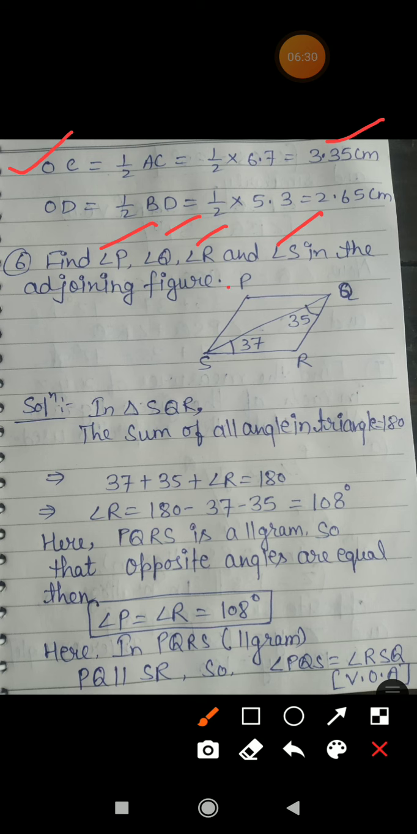Who is the opposite angle? This is your opposite angle, and S and Q are opposite angles. So P is equal to R and Q is equal to S. This property is given by the parallelogram.